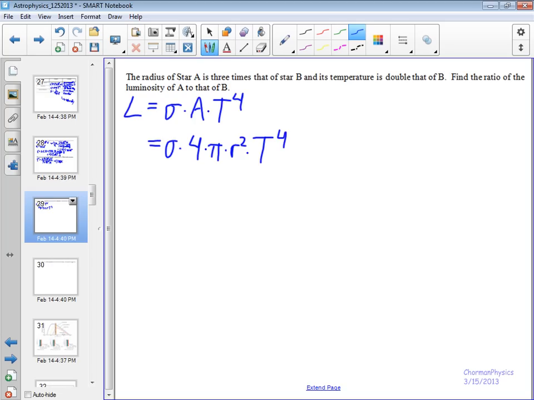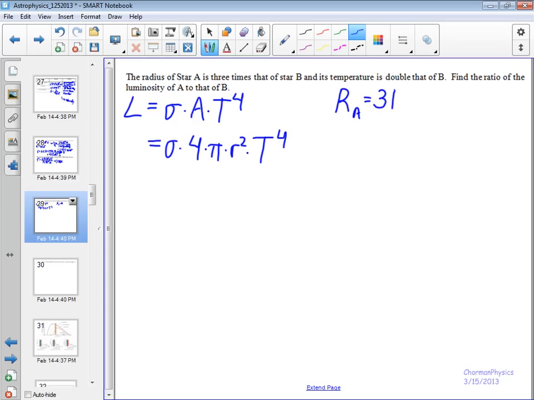We know that the surface area is just going to be 4 pi r squared, r being the radius of the star, right, times temperature to the 4th power. So you see here that the only 2 variables that luminosity depends on are r and t, so if we know what r is in terms of both stars and t is in terms of both stars, we can have those numbers end up canceling out and just be left with a constant proportionality between the 2.